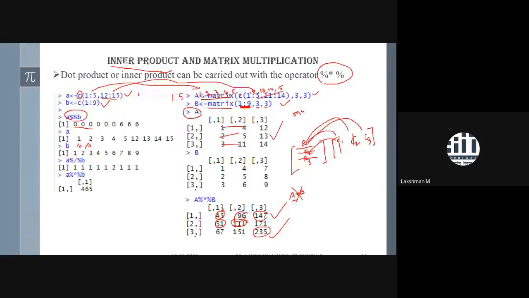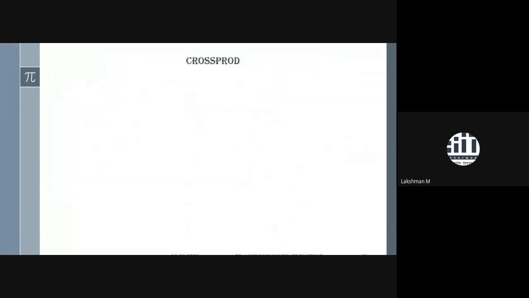In addition, that one is feasible, but in multiplication, this operation is not feasible. You have to start with this inner product operation. Then I will talk about the outer product operation as well. Before that, I would like to discuss the cross product.